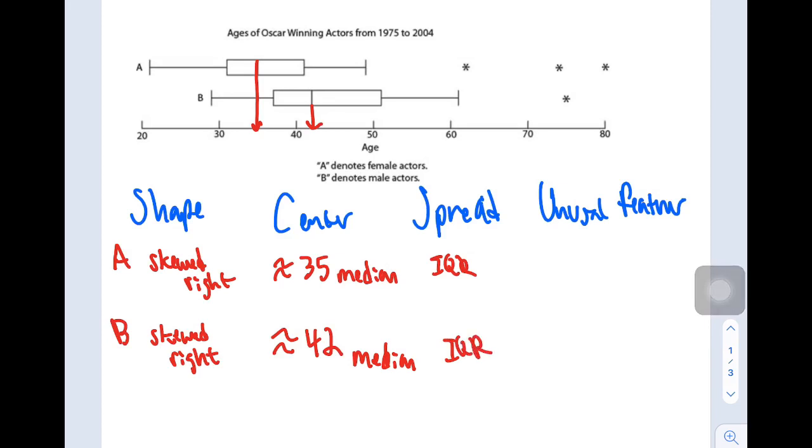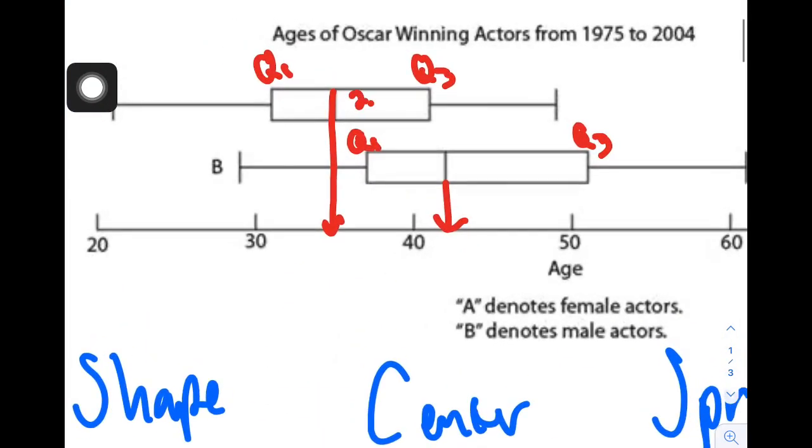And remember, for the IQR, you have to look at how big is your box. How wide is your box? Remember, this is Q3, and this is Q1. This is Q3. This is Q1. And what this box is made of is the middle 50% of your data. Remember that each of these pieces is 25%.